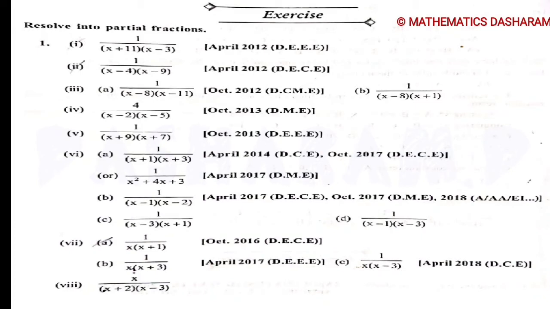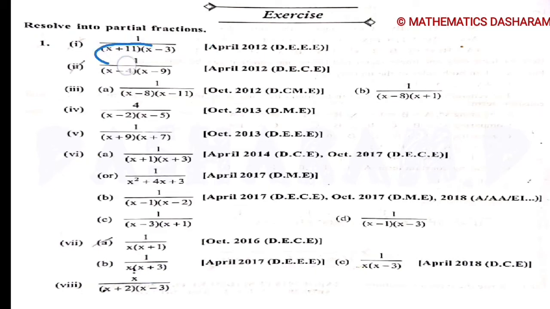Dear students, welcome back. In this chapter, we have only one exercise. So, first bit: resolve into partial fractions. There are a total of 8 questions in the first bit. The first question is 1 by (x plus 11) into (x minus 3).